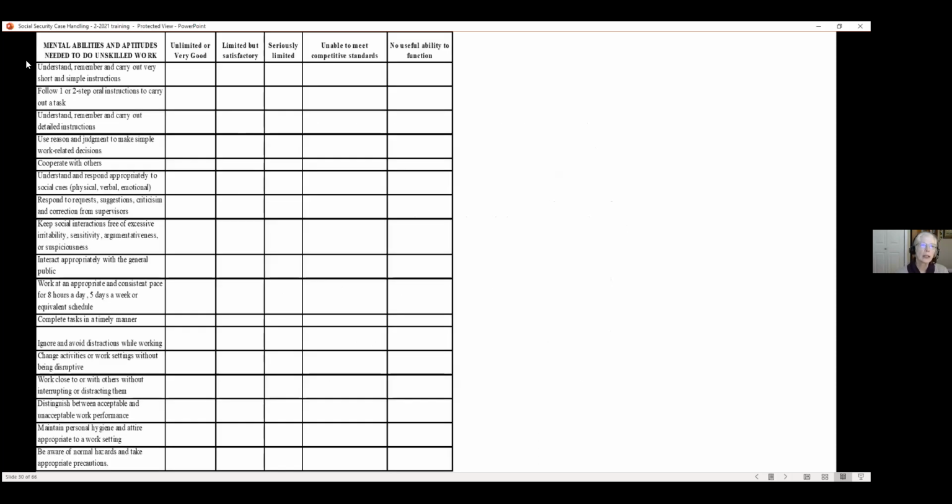So here's the list. This comes from the B criteria. If somebody can't understand, remember, and carry out very short and simple instructions, they basically can't do anything. If they're unable to meet competitive standards, there are no jobs out there for them, is what a vocational expert is likely to say. Detail doesn't really matter, because if you can do short and simple, then there's work out there for you. So you could maybe eliminate that.